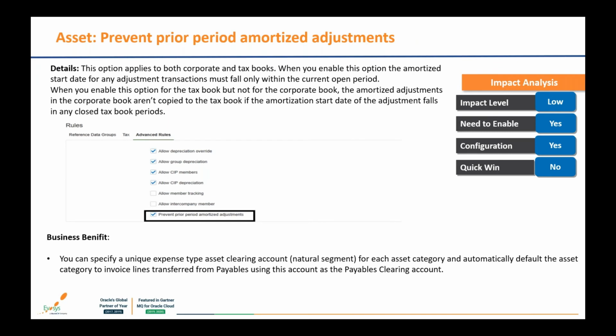The next one is prevent prior period amortized adjustments. Now this is, I'll say, specific; we have not seen this requirement coming in the UK sector, but with respect to the US and the Europe sector, we have seen that organizations are required to maintain their tax books separately. So there are some legal requirements for maintaining the tax books, wherein the prior period adjustments are not allowed. Though they are allowed in the corporate books, they are not allowed in the tax books.